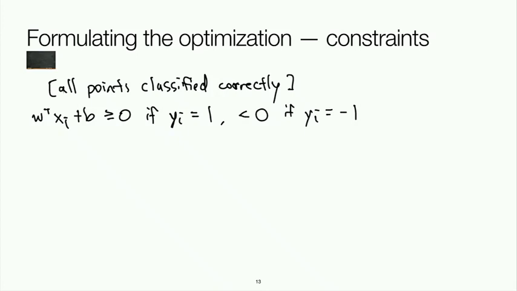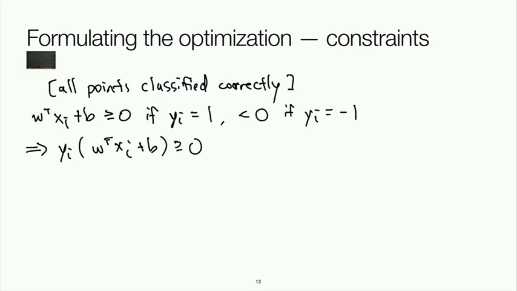I can rewrite this conveniently as just Yi times W transpose Xi plus B is greater than or equal to 0. Why? Because I'd be multiplying a negative number by negative 1, the label, and I'd be multiplying a positive number by plus 1. So that gives me a positive number either way.